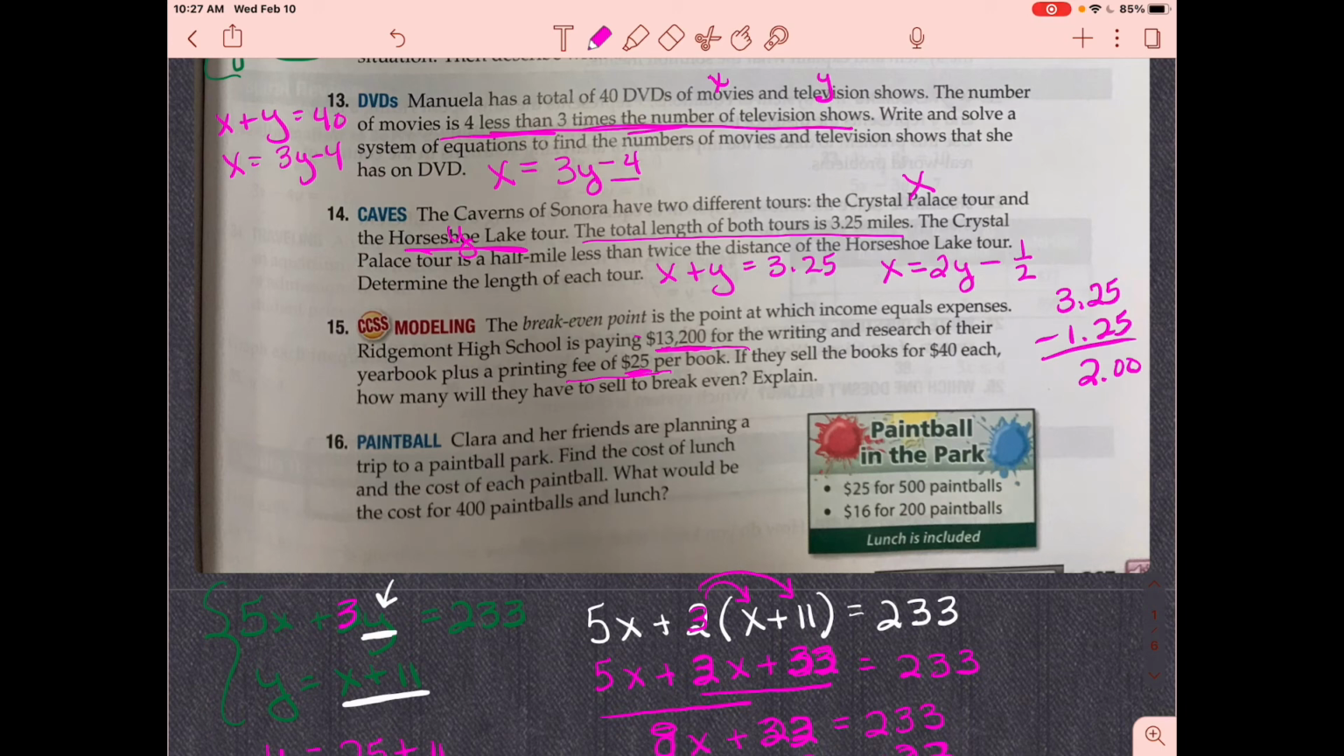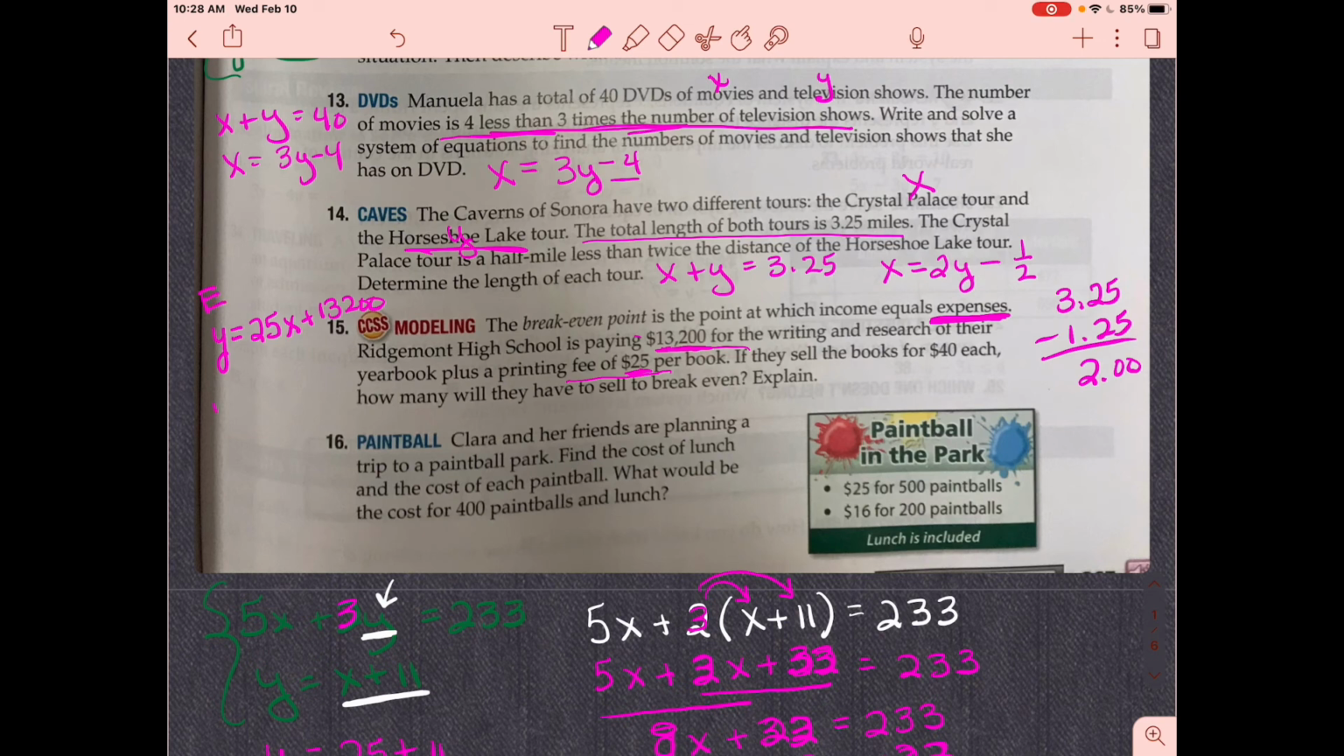So let's say that books are x, and let's say Y is that break-even point. Or maybe we'll just say Y is the amount that we are either owing because we haven't made our money back, or the amount that we're making. So we'll call it our profit. So Y equals 25 times x, this is our cost, 25x plus 13,200. In this case, y is our expenses, okay?